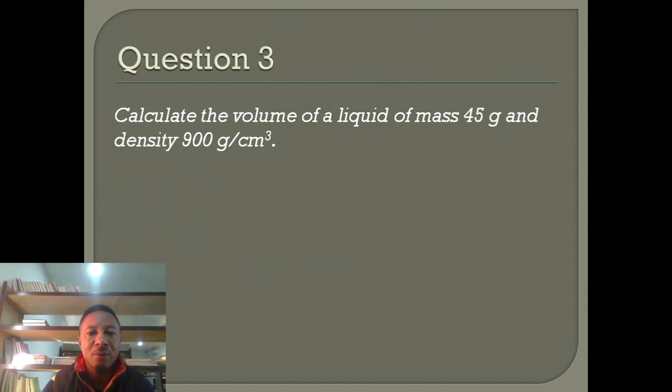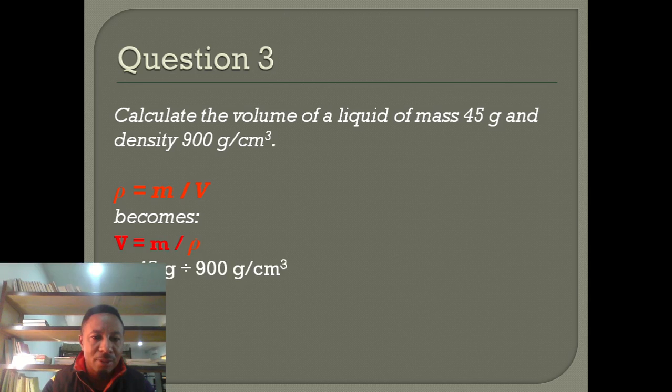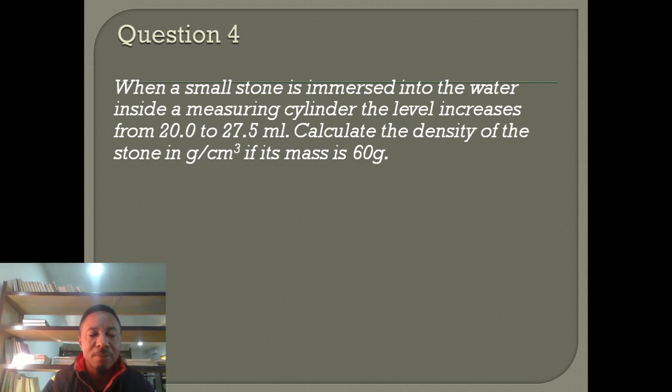Okay, calculate the volume of the liquid for a given mass and density of 900 grams. The same thing, we follow the same suit to get our answer. In this case, you're looking for volume, make it the subject, and then calculate. Now this one is an interesting one. Let's solve it together.